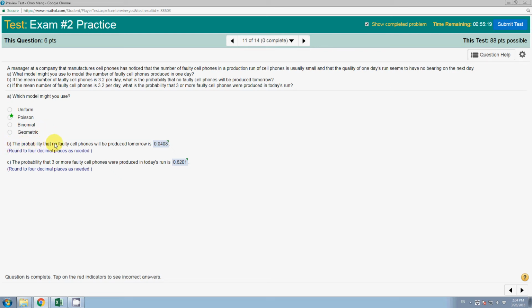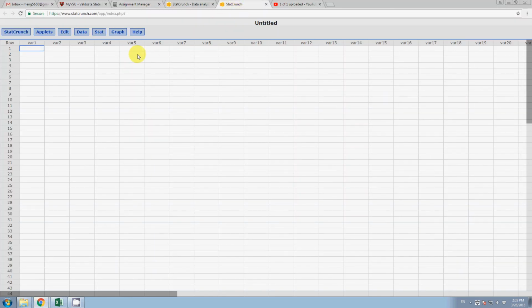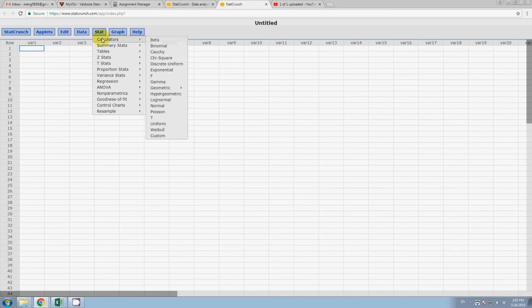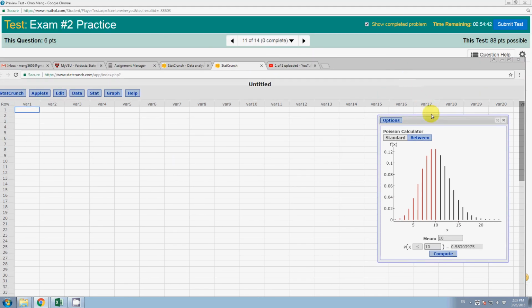The probability that no faulty cell phones will be produced tomorrow. So in one day we don't have any faulty cell phones. What is the information given to us? The mean number of faulty cell phones is 3.2 per day, and we are going to calculate this probability. Let's go to StatCrunch. Stat, calculators, and we're talking about the Poisson distribution. So let's click Poisson.